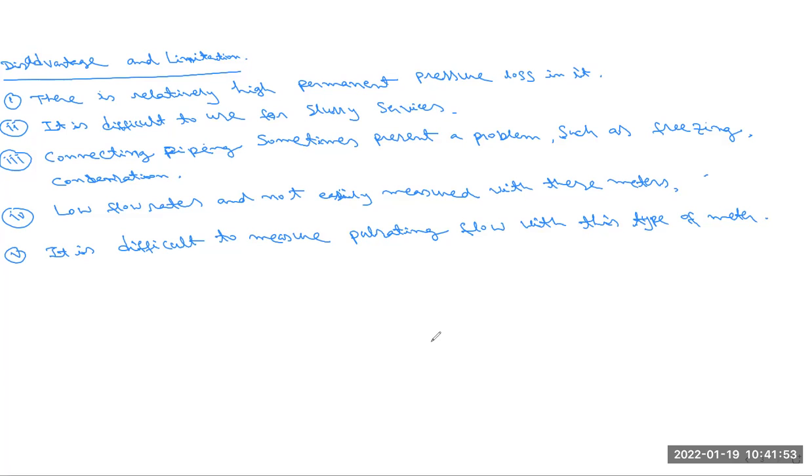Pulsating means it is sometimes like a sinusoidal wave. It slowly increases, then decreases, then again increases. So this is basically one pulse. So it is difficult to measure the flow rate with pulsating flow parameters. These are basically dependent on the different flow meters.